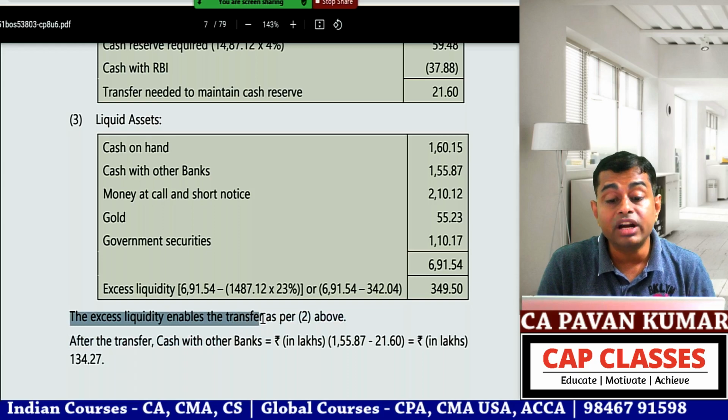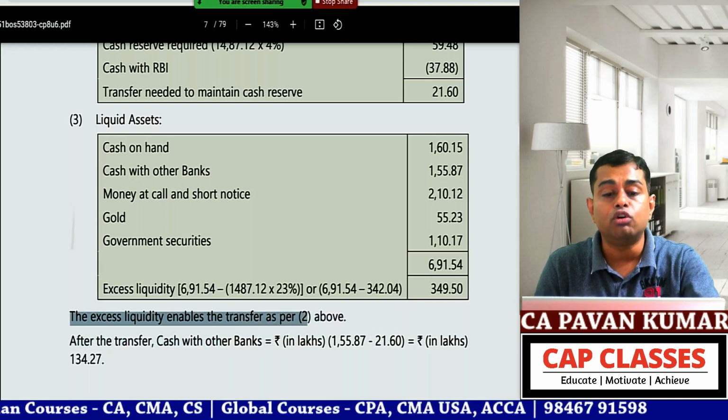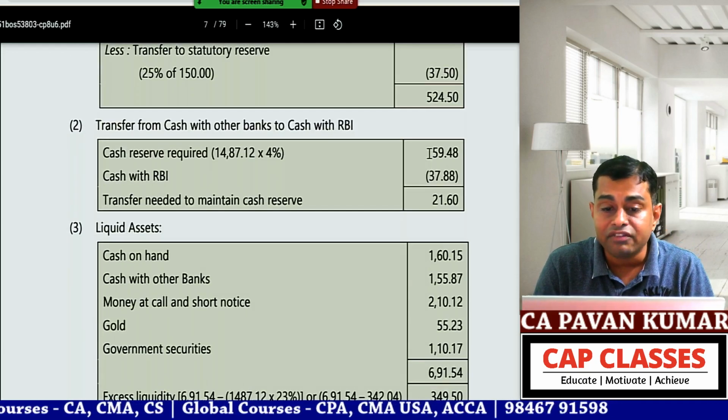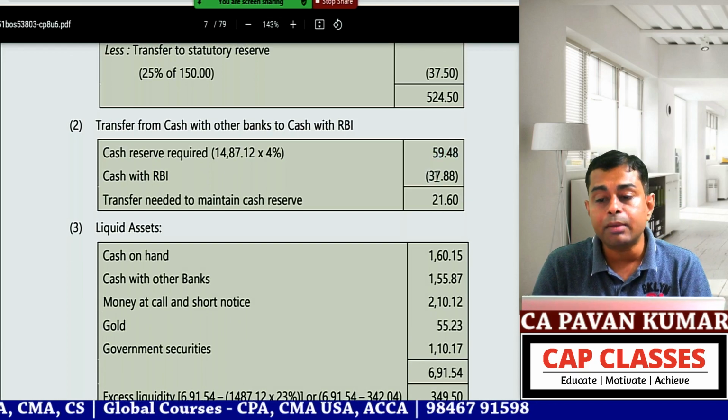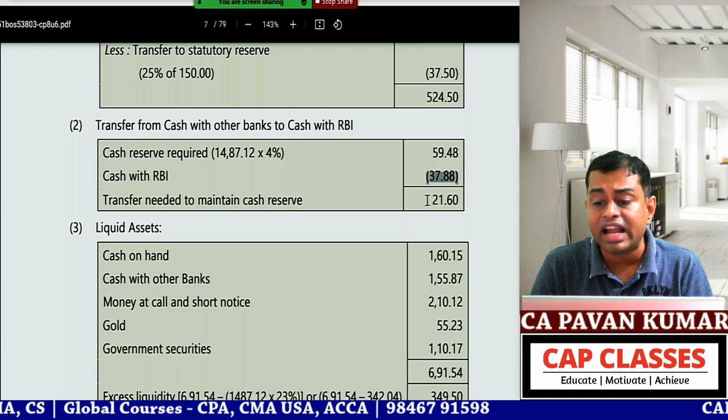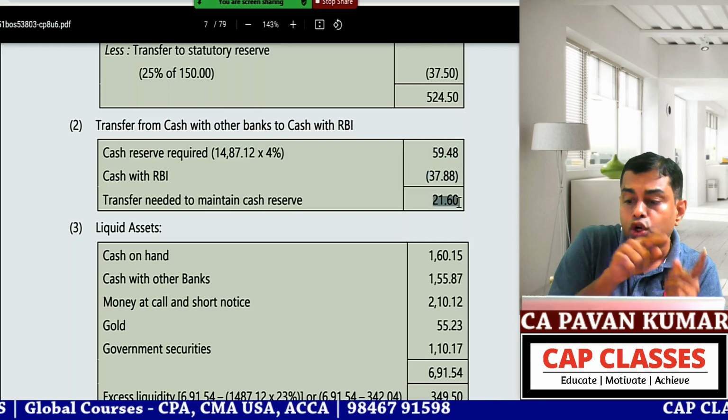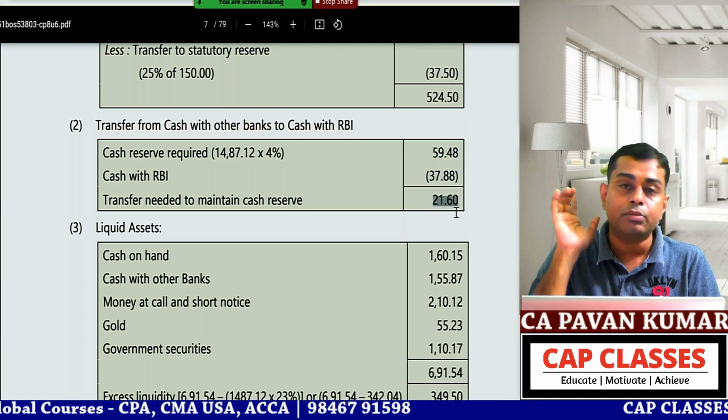The excess liquidity enables the transfer as per 2 above. What is the transfer as per 2 above? This we have already calculated. 59.48 is the amount required. Existing amount with RBI is 37.88. So the extra amount to be transferred to RBI from the other bank account is 21.6.